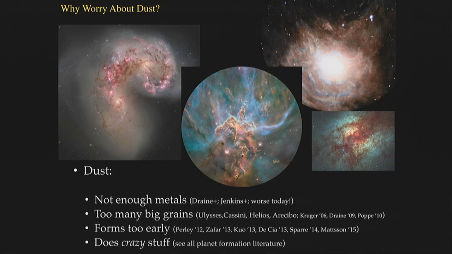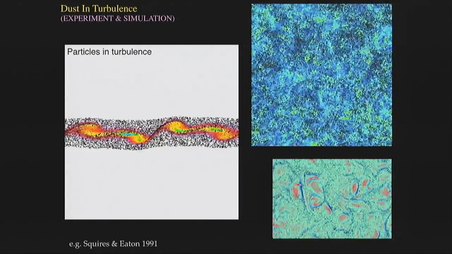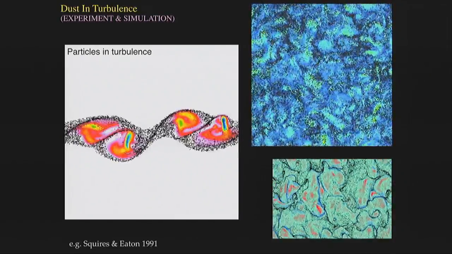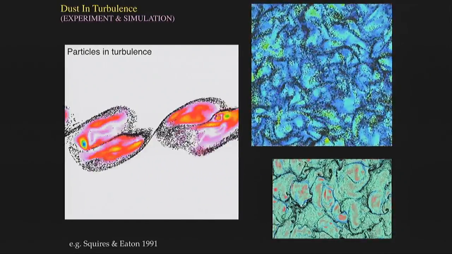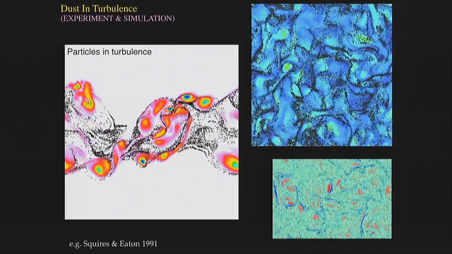There are way too many big dust grains, sort of super micron size, in the solar neighborhood. The dust appears to form too early compared to models when you look at high redshift quasars and GRBs, and it does all sorts of crazy stuff. I cite all the planet formation literature where people have come up with incredibly clever ideas about dust dynamics doing interesting things. So the point I want to focus on is something that has been well studied in both the terrestrial turbulence literature and the planet formation literature, namely that dust does not move like gas.